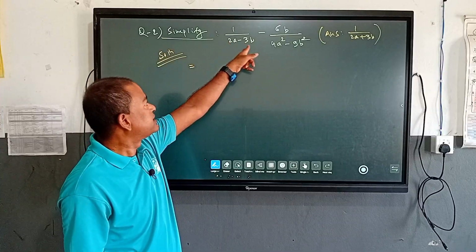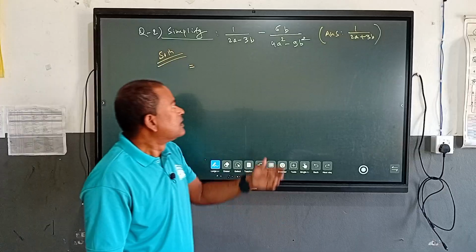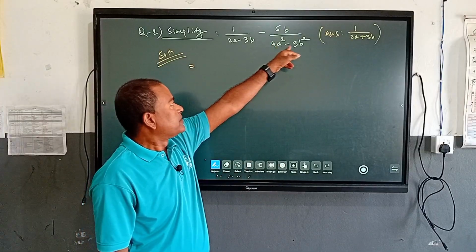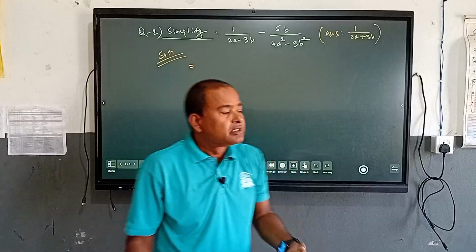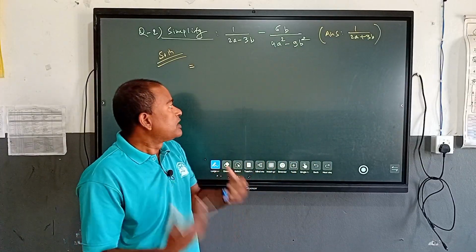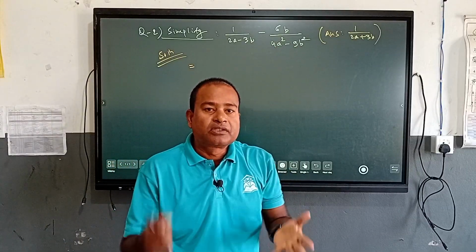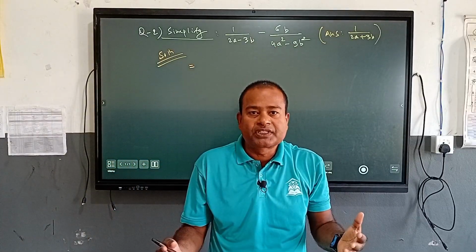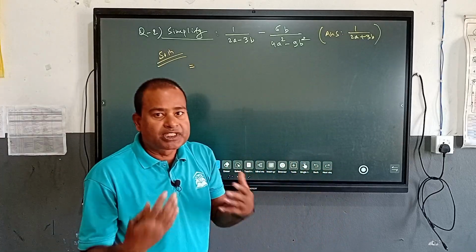The first denominator is 2a minus 3b, which we cannot factorize. The second denominator is 4a square minus 9b square. Dear students, the second denominator we can factorize by using the formula of a square minus b square, because the first term we can change into square form and the second term also we can change into square form.